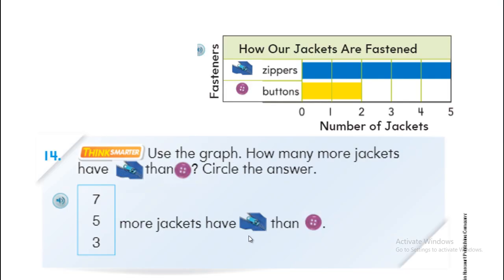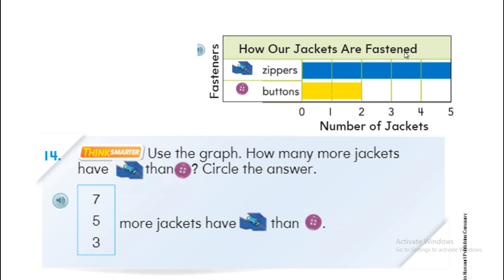Now, open the next page. In this page, we're going to solve question number 14 first, because after that, we're going to change something about our bar graph. First, look at the bar graph. What is the title of this bar graph? How our jackets are fastened. That means how the jackets are closed.